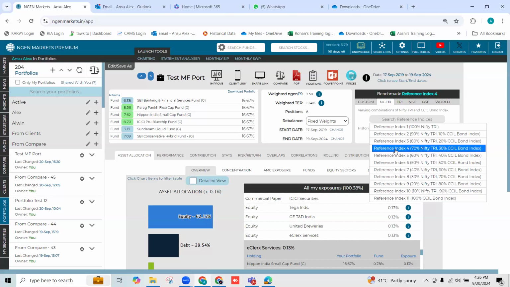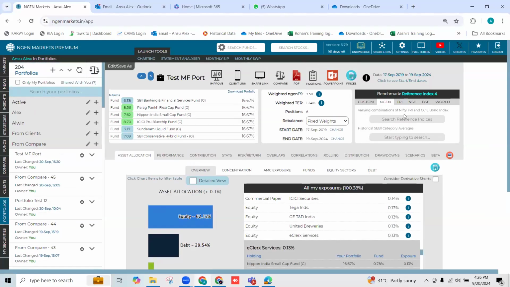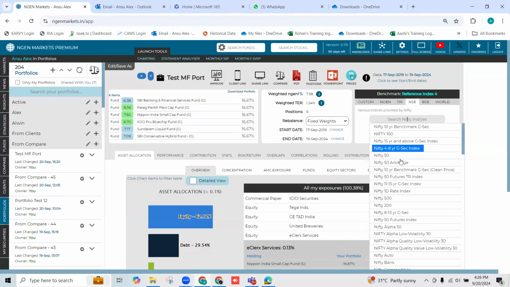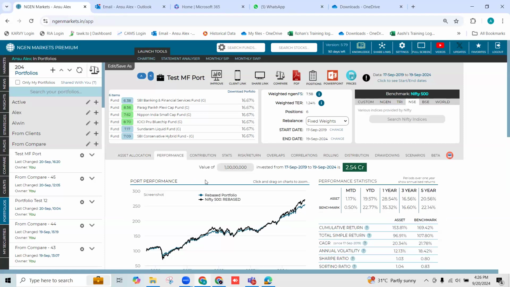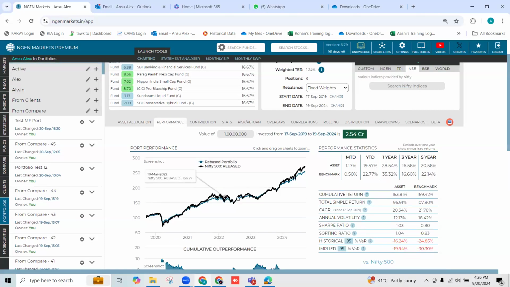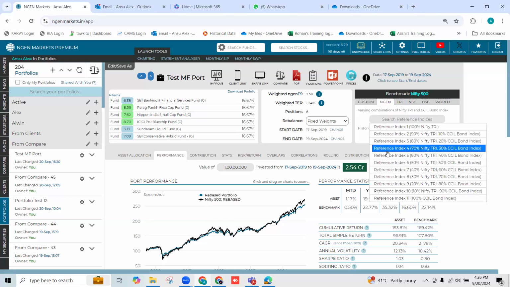As I mentioned, this is something taken up based on the asset allocation of the entire portfolio. The platform currently is suggesting reference index 4. You could go forward with any other reference index. For that matter, let's say you want to benchmark it against any broad based index, maybe a Nifty 500 or a Nifty 100. You could anytime click on that. You go to the performance tab, and you could see how the portfolio is performing against the benchmark that you have selected. Now, for the purpose of the webinar, I'll just keep it to what it was, which is reference index 4.